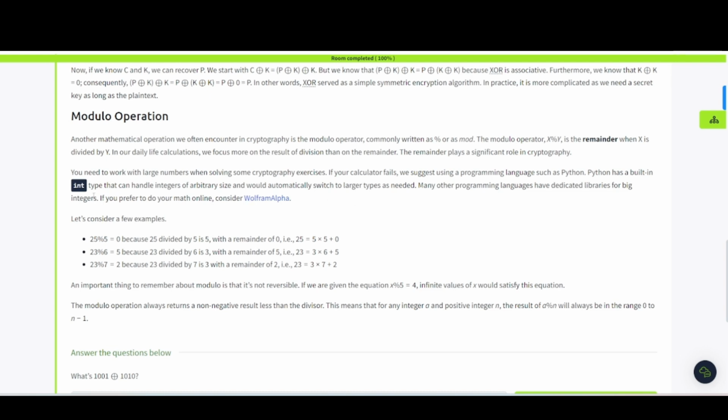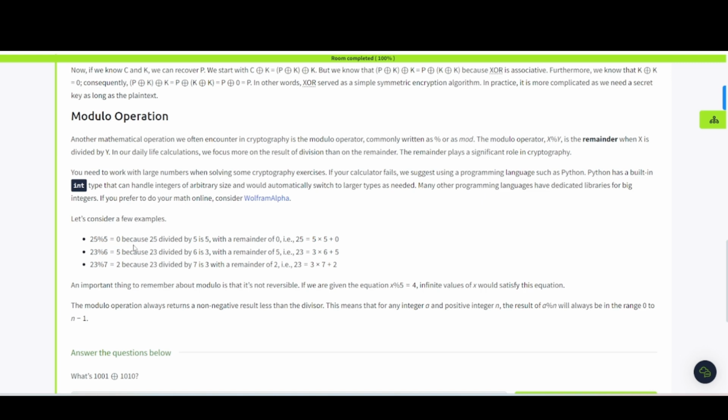Python has a built-in int type that can handle integers of arbitrary size and would automatically switch to larger types as needed. Many other programming languages have dedicated libraries for big integers. If you prefer to do your math online, consider Wolfram Alpha. Or you can just use Google or an AI chatbot. Let's consider a few examples.